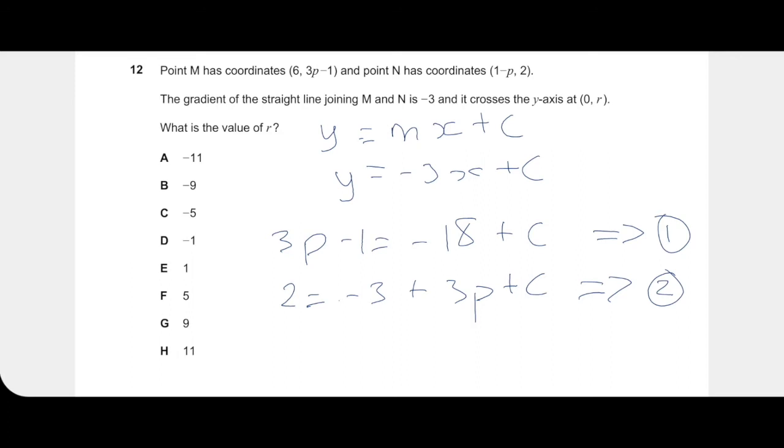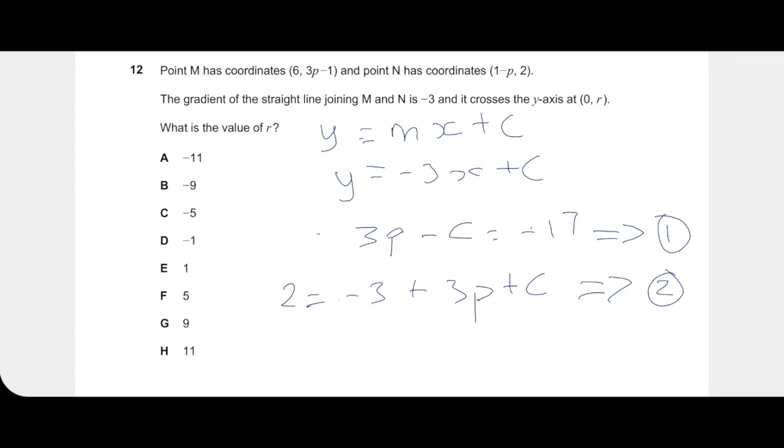Now what I'm going to do is simplify equations 1 and 2 such that I have the p's and c's on the left hand side of the equation and an integer value on the right hand side of the equation. So statement number 1 simplified and rearranged to my preference for solving the simultaneous equation through elimination is going to be 3p minus c is equal to minus 17.